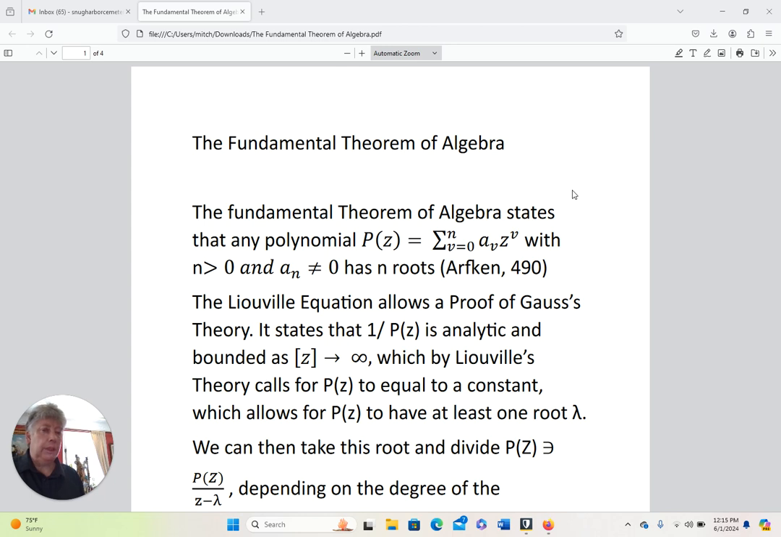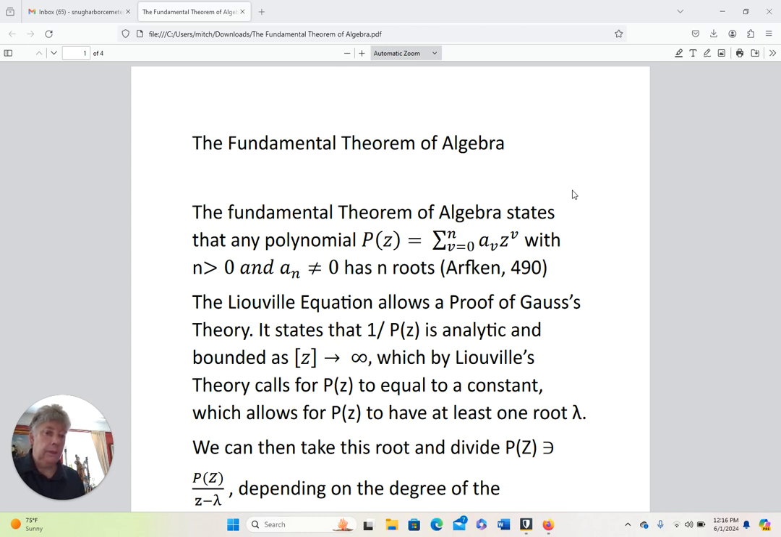Liouville's theorem allows a proof of Gauss's theorem. It states that 1 over p(z) is analytic and bounded as the absolute value of z goes to infinity, which by Liouville's theorem forces p(z) to equal a constant. This allows p(z) to have at least one root lambda.